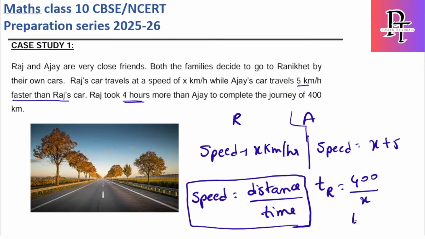What about time taken by Ajay? Distance is again the same, which is 400 by the speed of his car, x plus 5. Why? Because as we assume the speed of Raj's car as x, then the speed of Ajay's car will be x plus 5. Okay, now let's move to the questions.